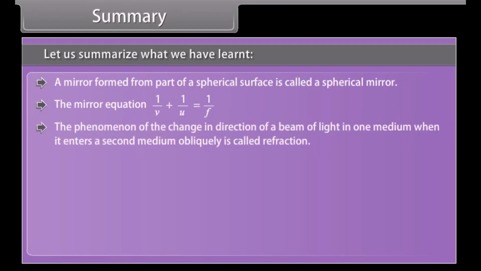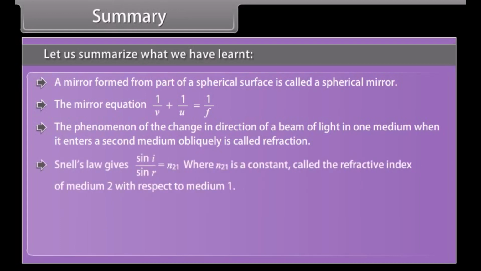The phenomenon of the change in direction of a beam of light in one medium when it enters a second medium obliquely is called refraction. Snell's law gives sin i / sin r = n21, where n21 is a constant called the refractive index of medium 2 with respect to medium 1.